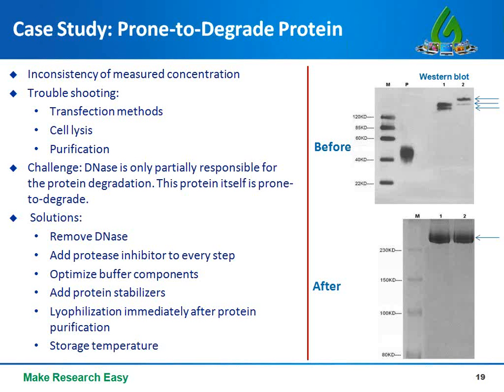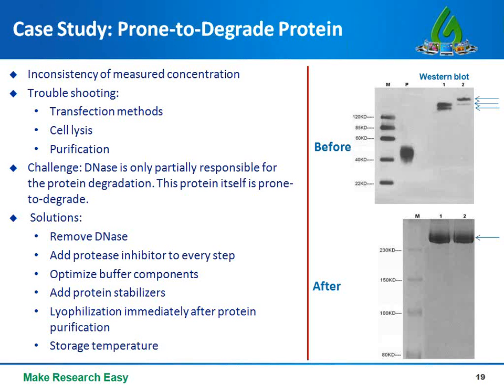This is a case for a prone-to-degrade protein. This type of protein didn't present a challenge until after you obtain the purified protein. This is an example with a customer in the field of diagnostics. This protein was successfully expressed in 293T cells. The problem was first identified after we delivered the protein to the customer.